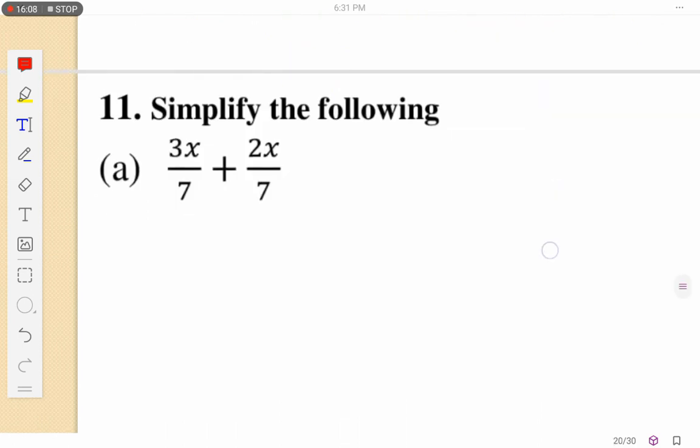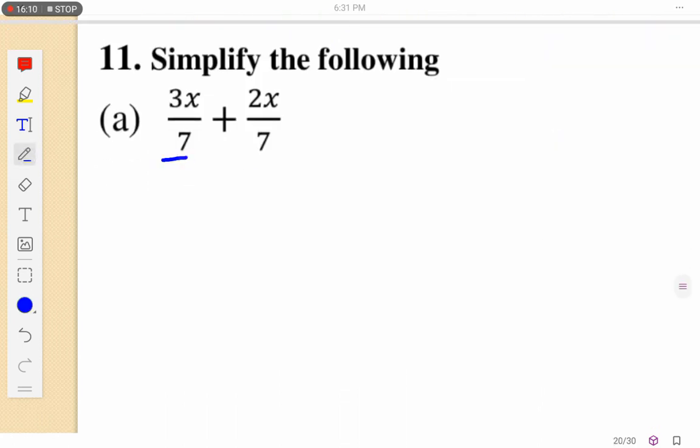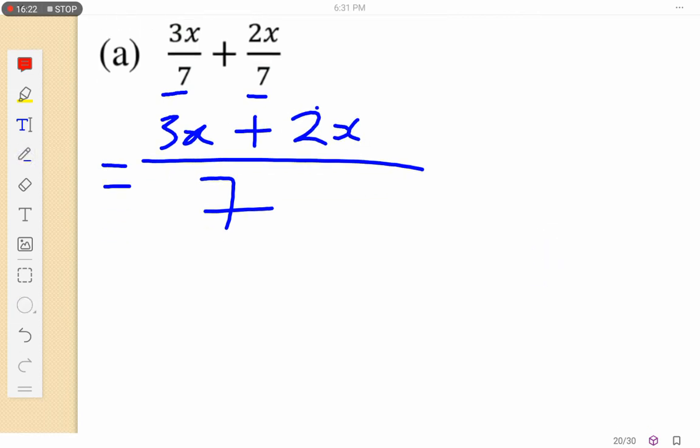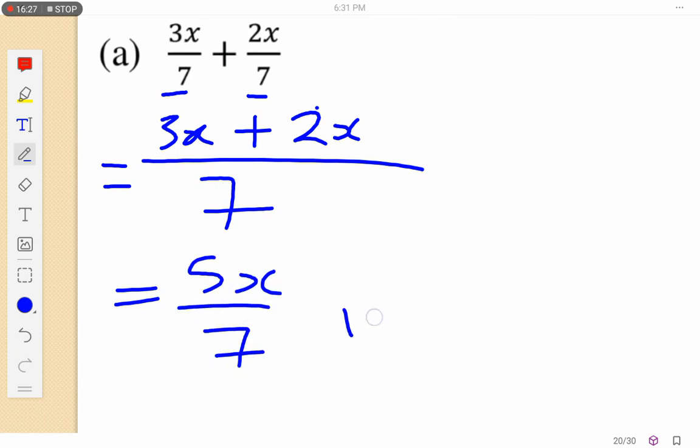Let's go to number 11. Okay, here we've got same common denominator there, so I can simply say everything over 7, and have 3x plus 2x, and I can add the numerators there and have 5x here over 7. This is our final answer.